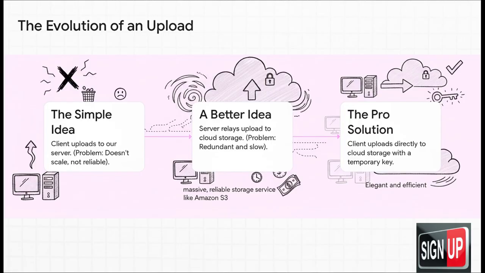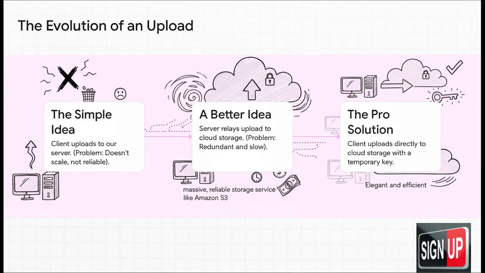But hang on a second. You're uploading the file twice. That's slow and costs a ton of money. And that brings us to the pro solution. Our server gives your computer a special one-time use key. Your computer then uses that key to upload the file directly to that massive cloud storage, completely bypassing our servers. I mean, how smart is that?